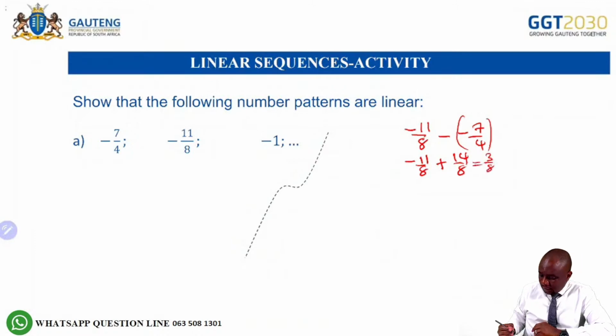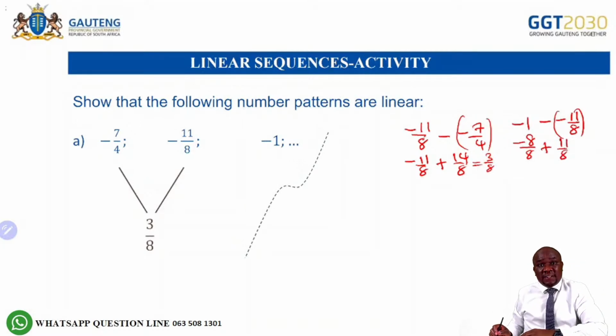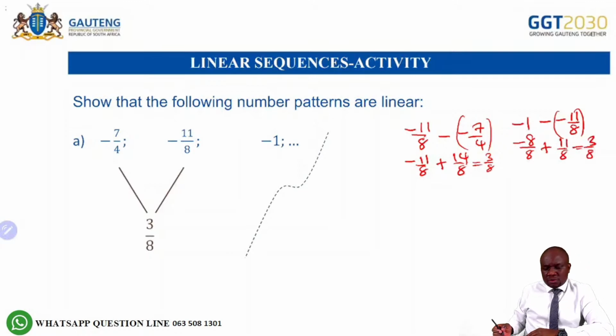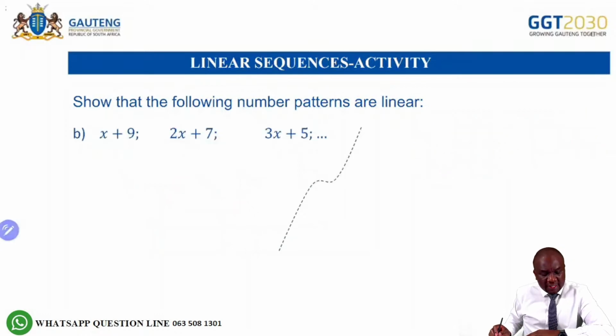That's the difference. And then we can do the other one, -1 minus -11/8. We change -1 to -8/8, then plus 11/8. -8 plus 11 is what? It is 3. Again, this is 3/8. Do you see that? So the first differences are constant. We have 3/8 as the difference there, and 3/8 there also. Right, let's try B. B, 1 minute.